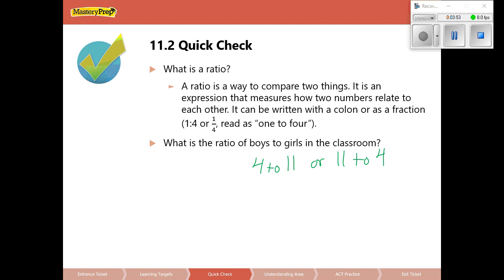Now these ratios here are considered, what do y'all think? Part to part, because the number of boys and number of girls, neither one is the whole. We're not talking about the whole class, because the number of boys is still part of the whole, and the number of girls is still part of the whole. So if we actually wanted to consider it part to whole, we would say that the number of girls would be 11 over 15, and the number of boys would be 4 over 15, or 4 to 15, 11 to 15, part to whole.